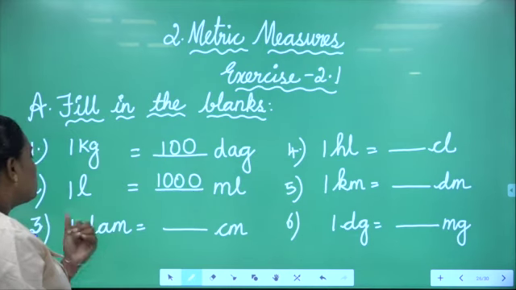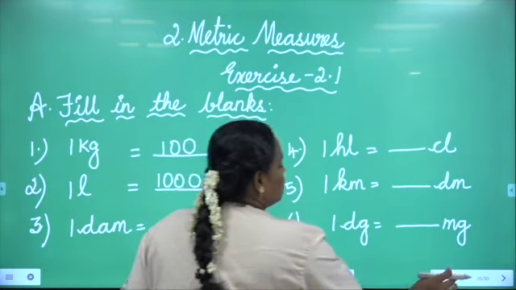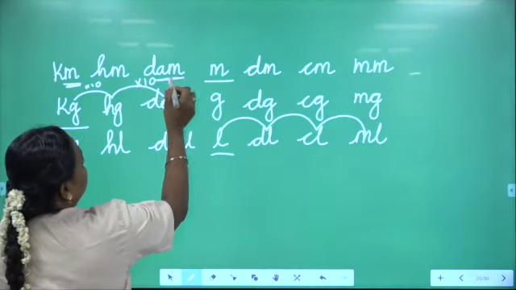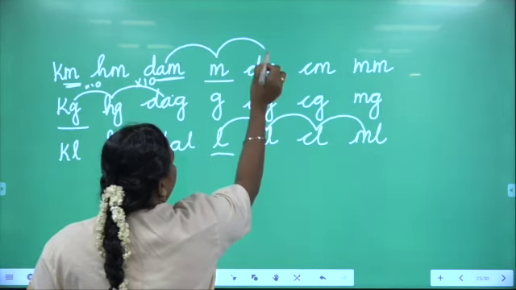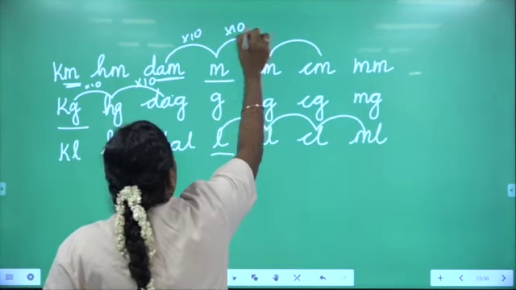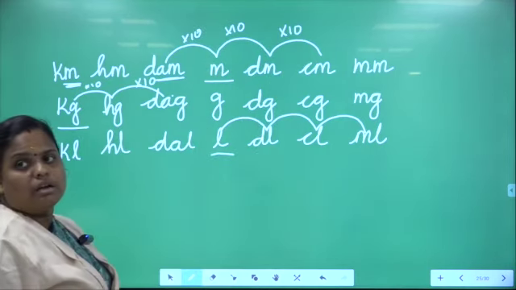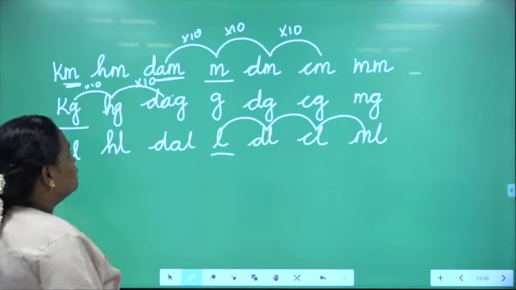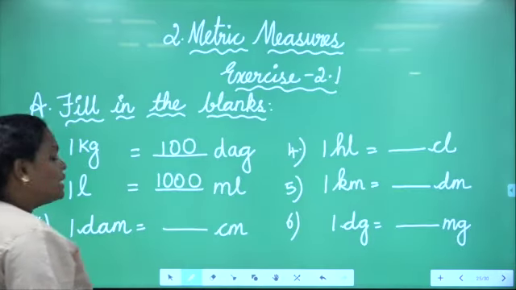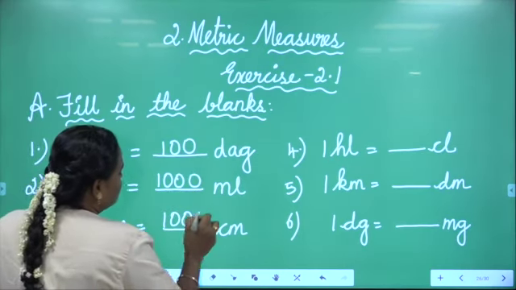Next one, 1 decameter equal to dash centimeter. So where is decameter? How many times? 10 into 10 into 10. So 10 into 10 is 100, 100 into 10 is 1000. So 1 decameter equal to how many centimeter? 1 decameter equal to 1000 centimeter.